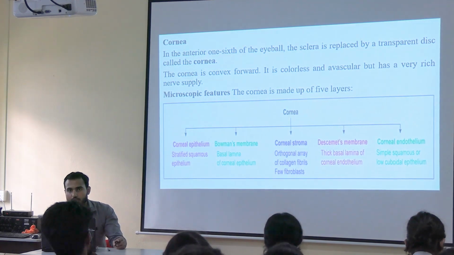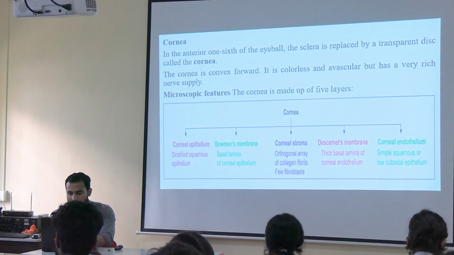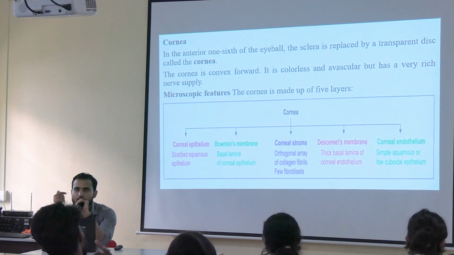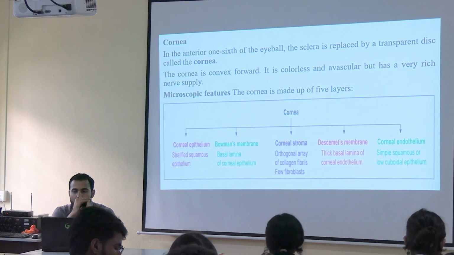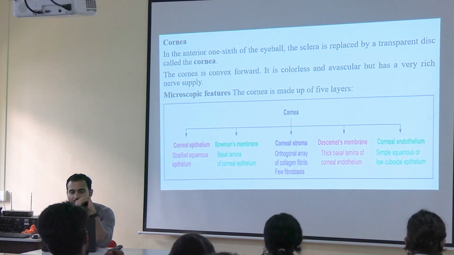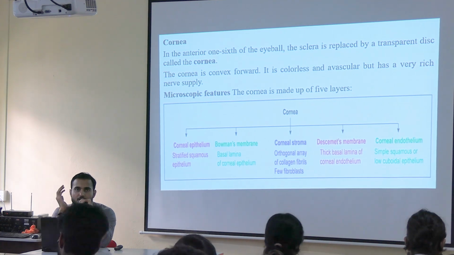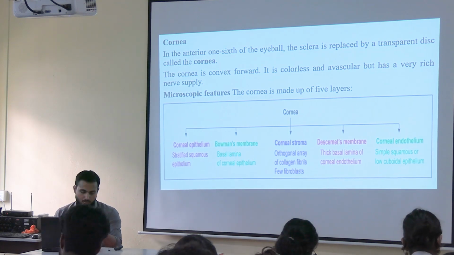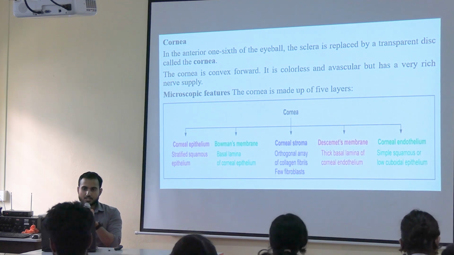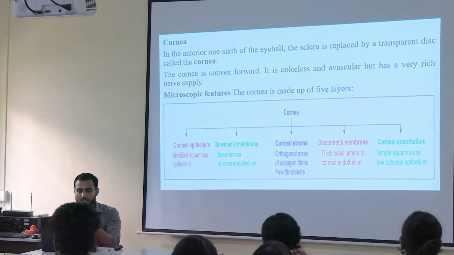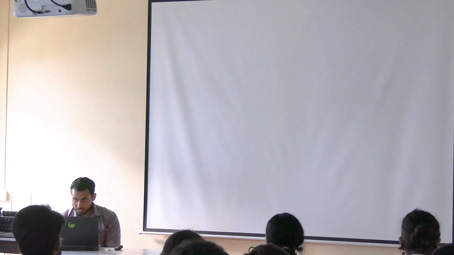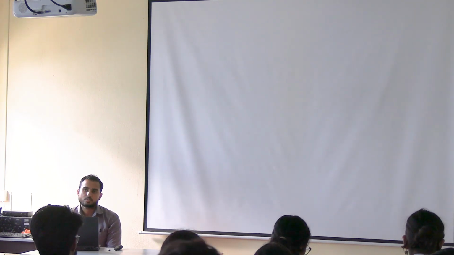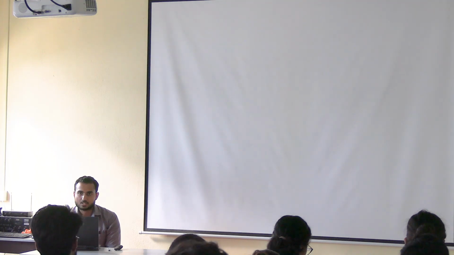Next is the cornea. So where is the cornea situated? The anterior one-sixth of the eyeball is covered by the cornea. We know that the cornea is transparent in nature, and if you see the shape of the cornea, it is convex, colorless, and avascular. This is very important for the cornea. What is the meaning of avascular? Yes, no blood supply.